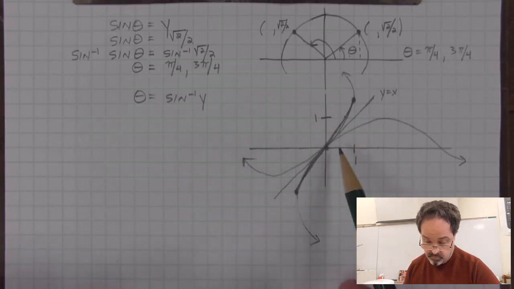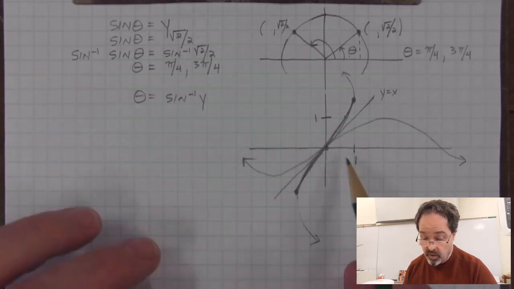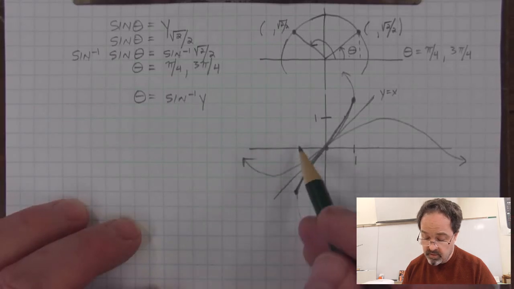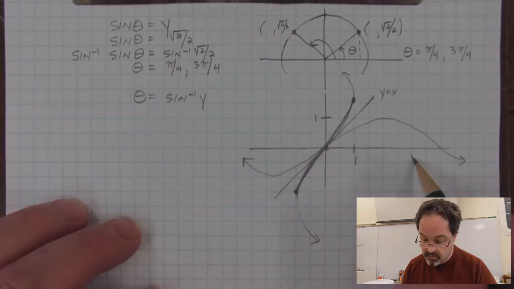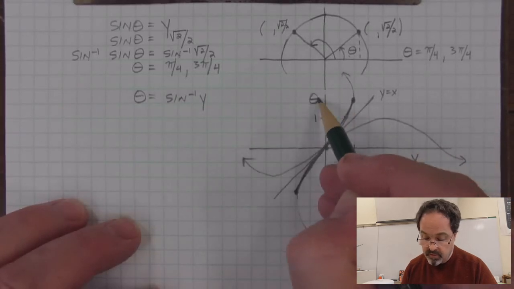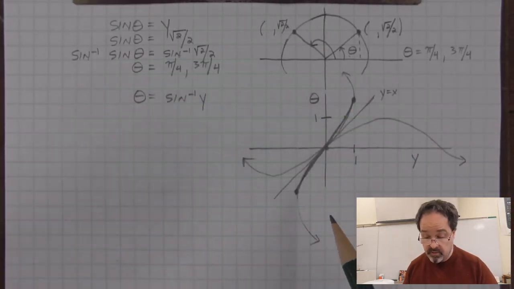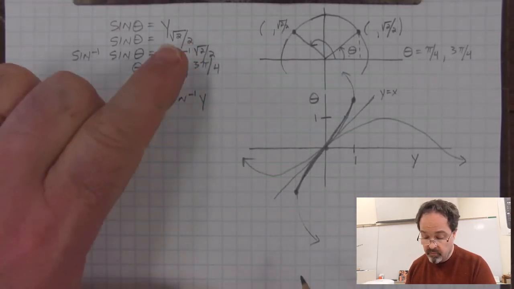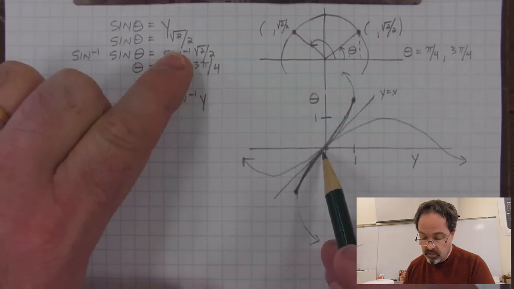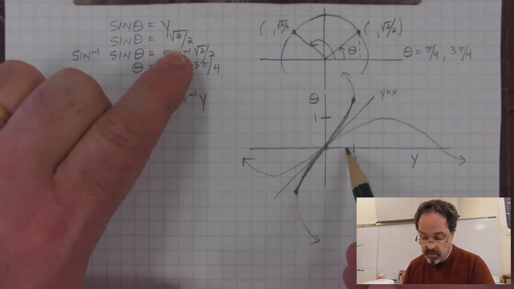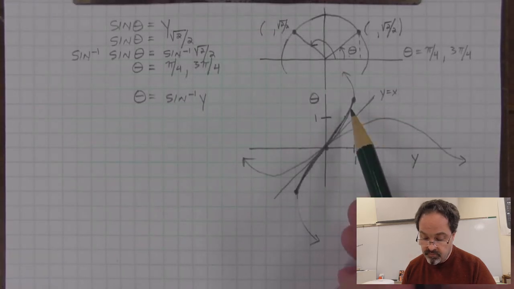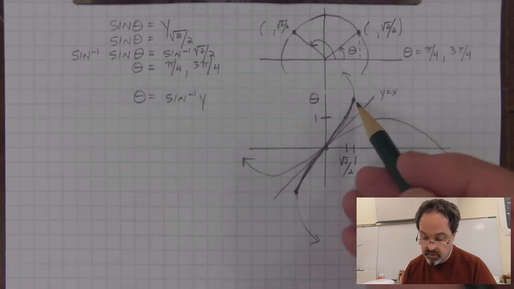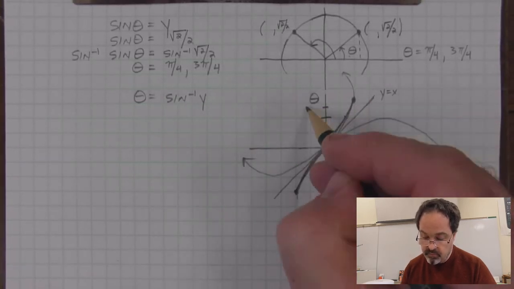Now in making the inverse, we swapped the horizontal and vertical axis. So what was the theta axis is now y, and what was y is now theta. And we can use inverse sine as a function this way. That means that if we start with a y value of radical 2 over 2, which is approximately here, then we'd be able to use the function and find the value at this place, which would be a theta or angle value of pi over 4.